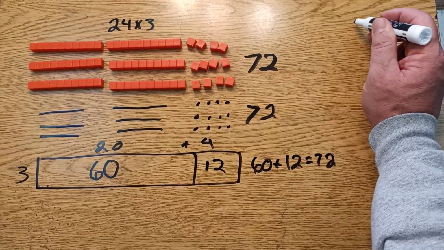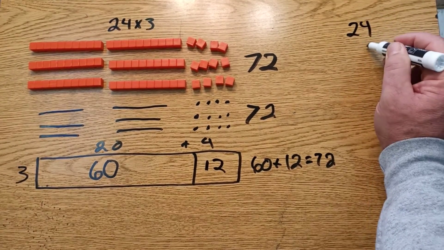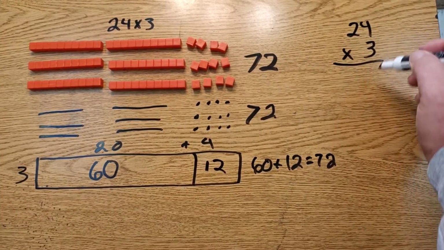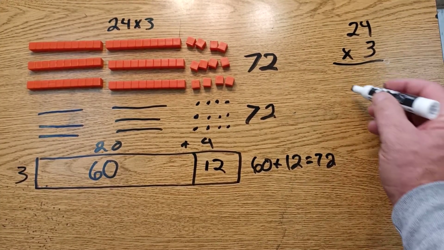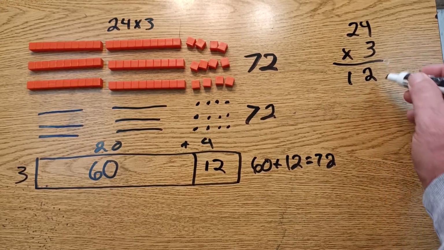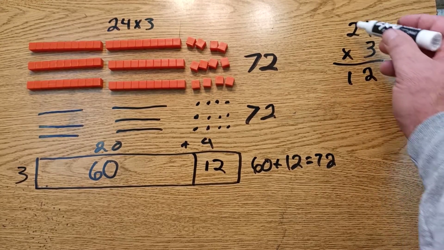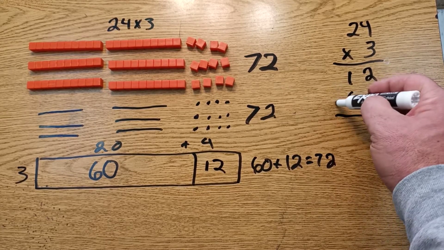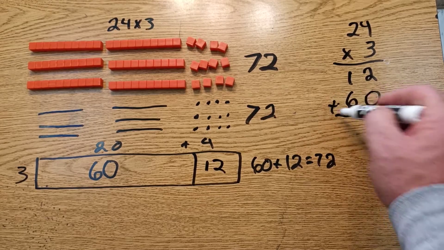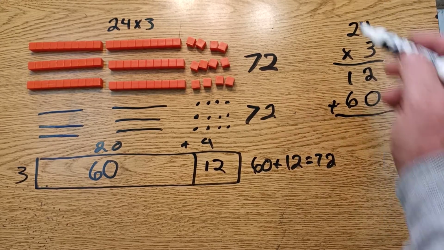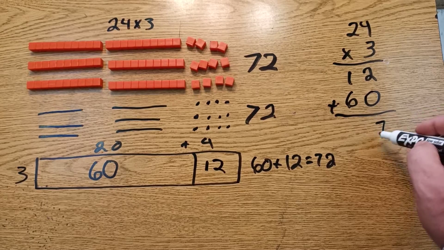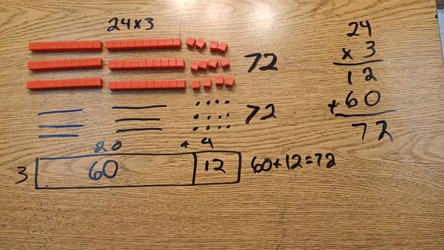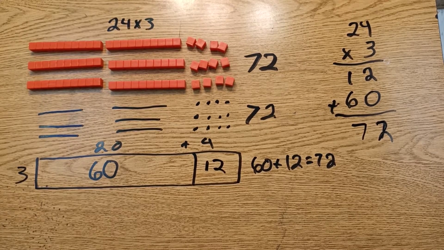So we would do 24 times 3. The first thing I would do is 3 times 4, and 3 times 4 is 12. Then I would do 3 times 20, and 3 times 20 is 60. We call it partial product because we have the product of 3 times 4 and the product of 3 times 20. Then all we have to do is add that up, and that is 72.